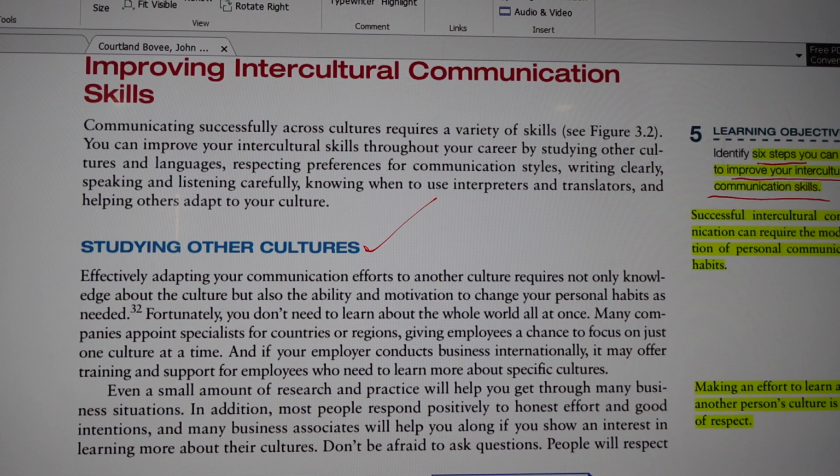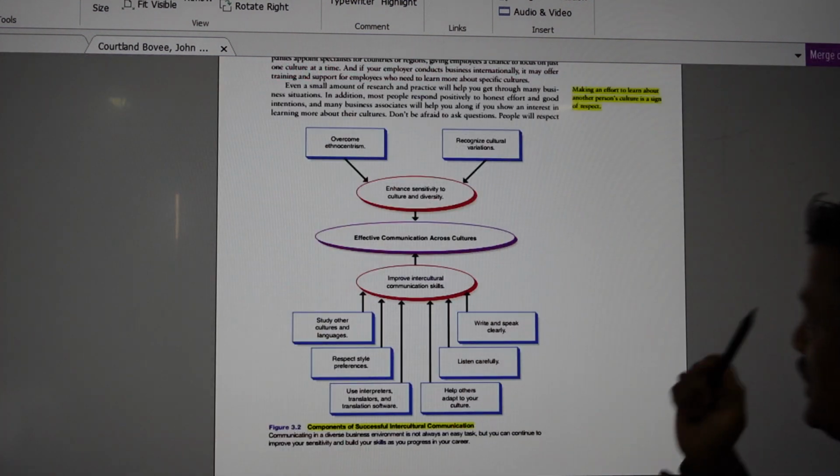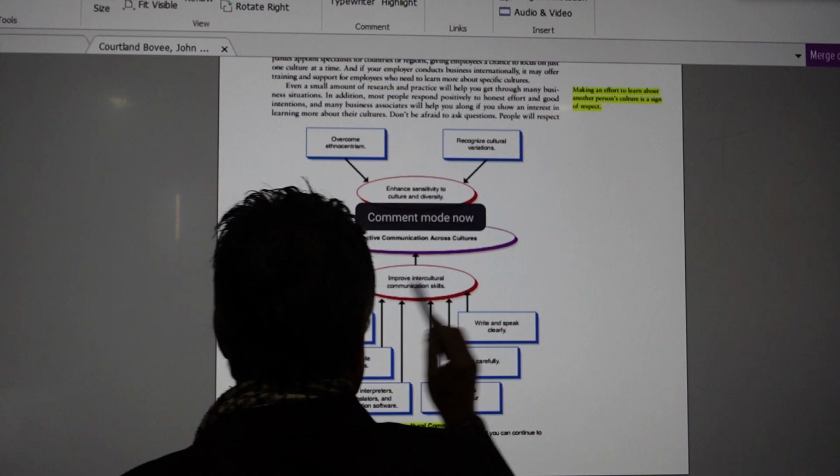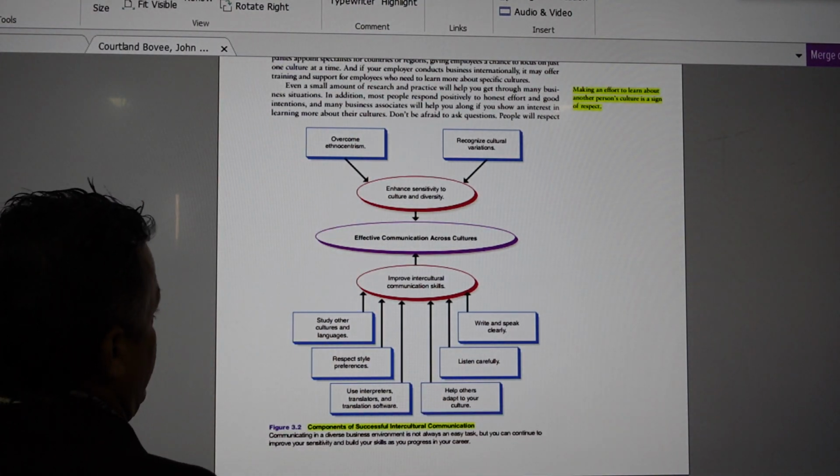Let's show. Here is a picture. Here we come. Okay. What are the 6 steps? 1, 2, 3, 4, 5, 6, 7, 8.